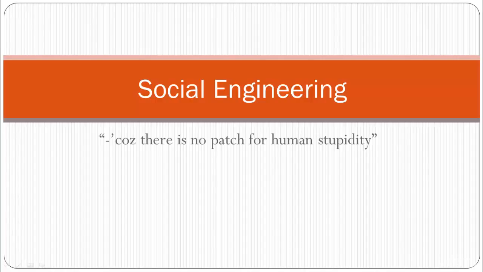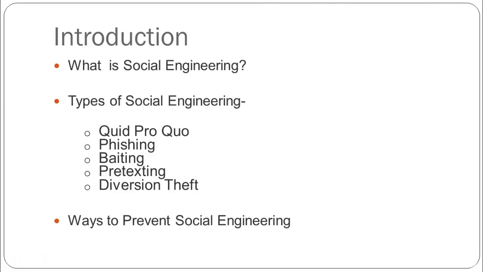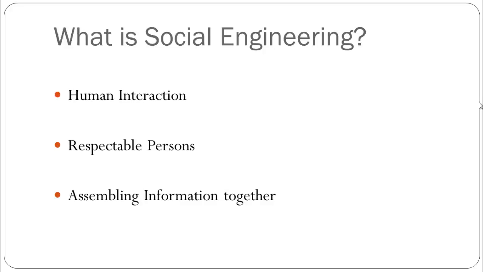So what exactly is social engineering? In this tutorial today, I will be taking you through what social engineering is, and what the different types of social engineering are. There are 5 different types: baiting, phishing, quid pro quo, pretexting, and diversion theft, which is normally conning people. And I will also cover the ways to prevent them. So to start with, what is social engineering?